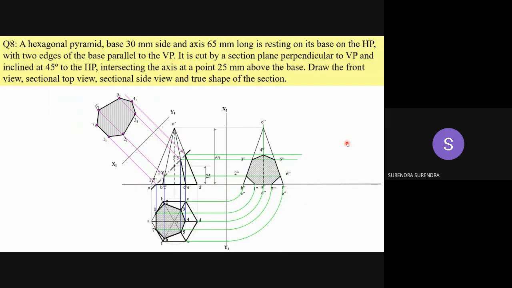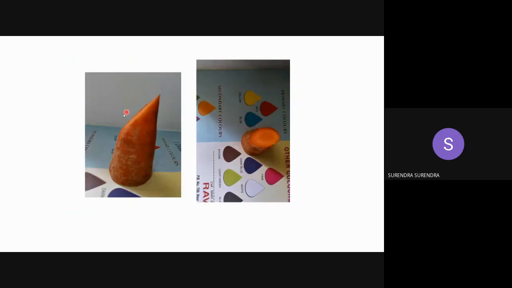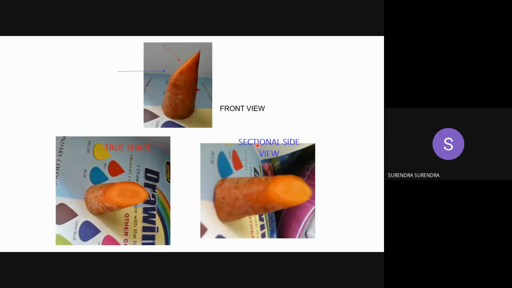See here, as you are at home, you can see the true shapes. Take any carrot or any object and simply cut it with a cutting plane like this and see. If you are drawing in this view, you can see it as a line. In the top view, you see only a reduced shape. Only when you look in the direction perpendicular to the plane can you see the true shape of the section.